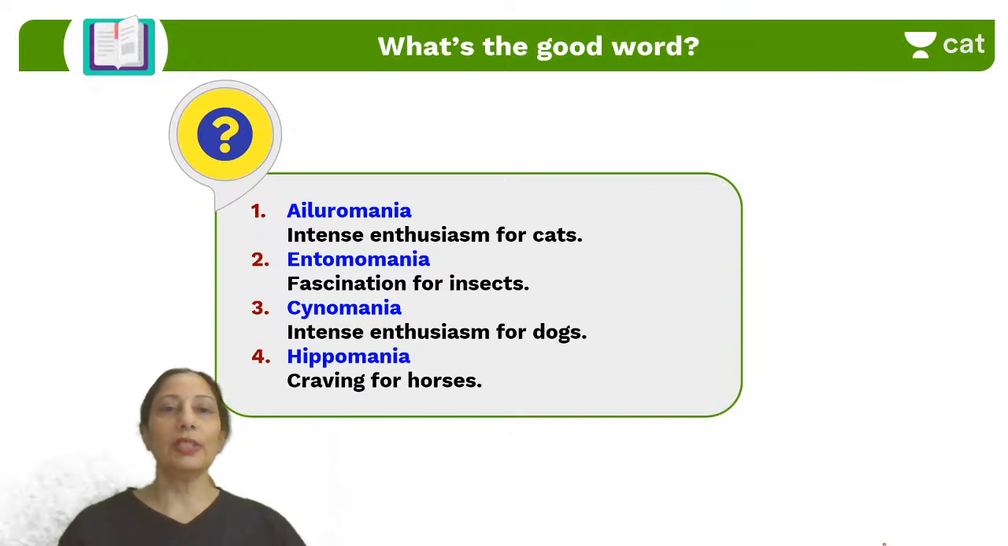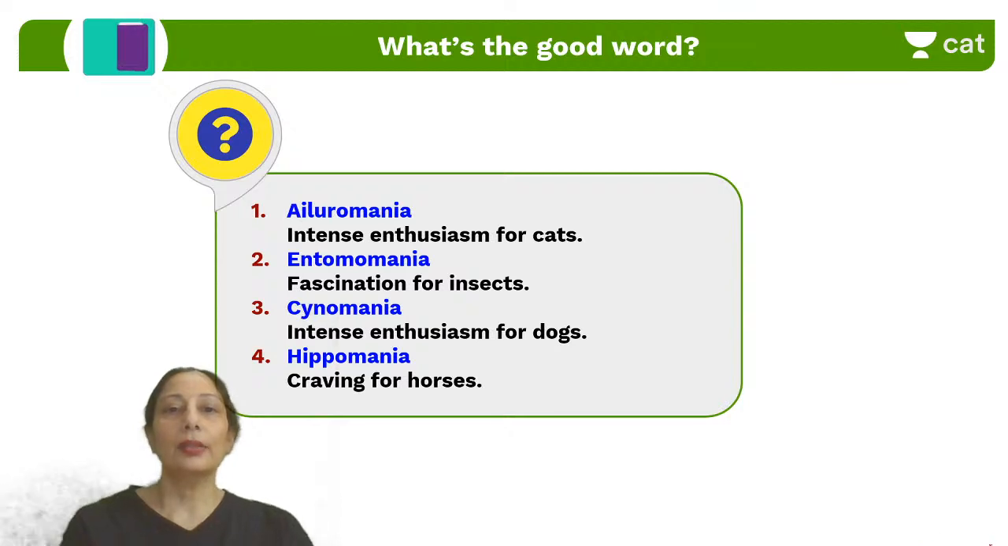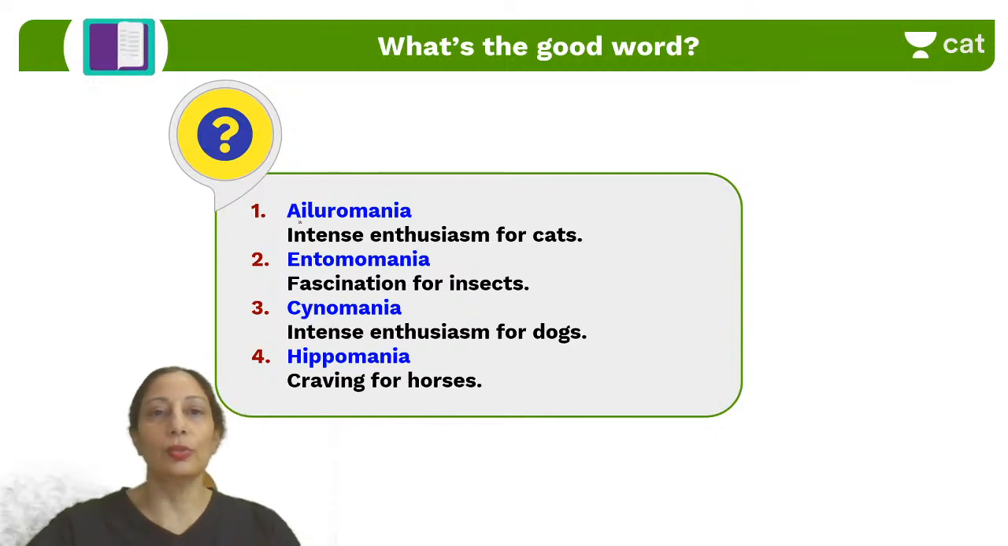So here I have a set of words which are related to the word mania. So mania is a kind of a craze, right? So mania is an intense, Ailuromania is an intense enthusiasm for cats, guys. So a kind of craze for cats is known as Ailuromania. Write down this word. Ailuro. Ailuro. Ailuromania is an intense enthusiasm for cats.